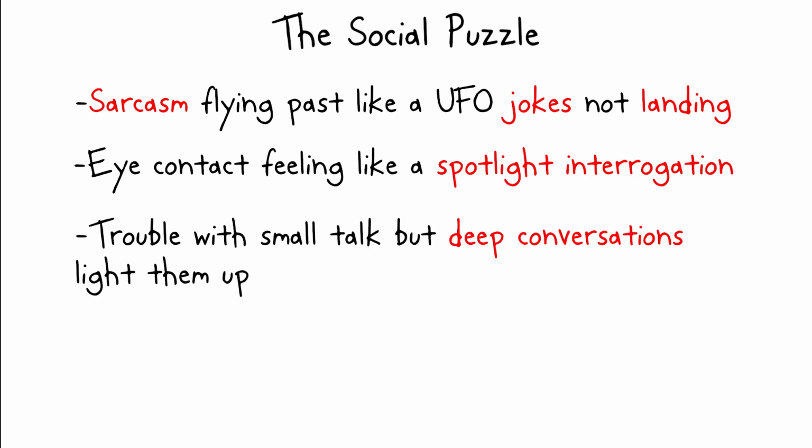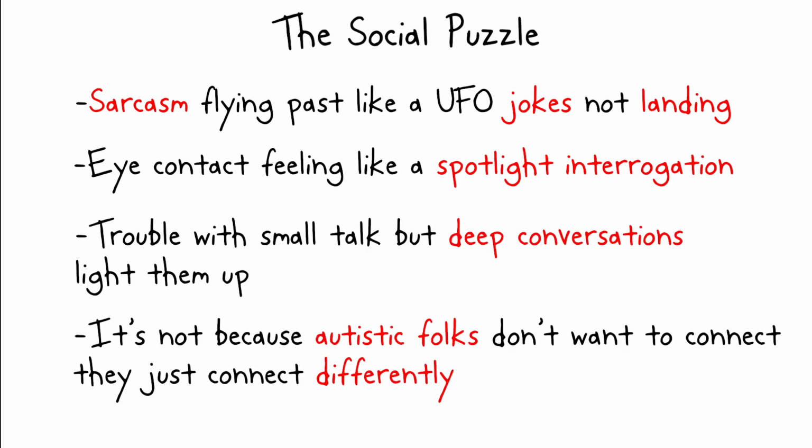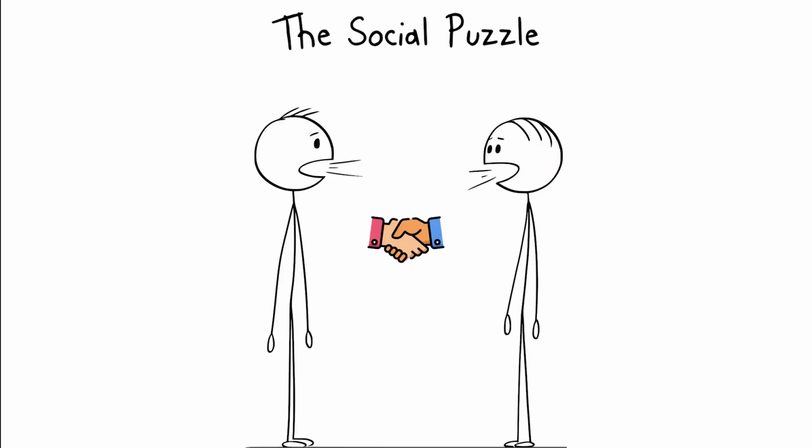Trouble with small talk, but deep conversations light them up. It's not because autistic folks don't want to connect, they just connect differently. Many build deep, meaningful bonds with a few people rather than wide social circles.